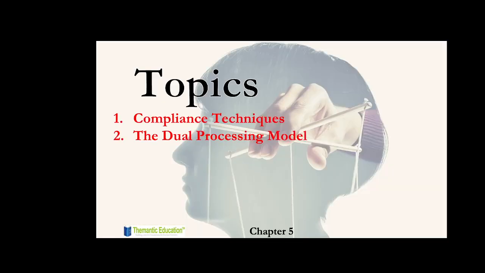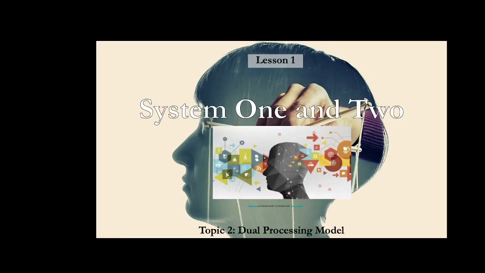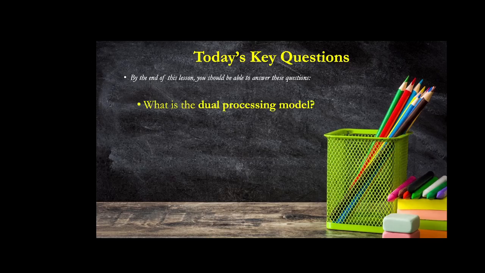And welcome back to the second topic, the dual processing model. This is in chapter 5, manipulation. There's only one lesson for the dual processing model, and that is just to cover the model itself. The studies and the examples actually come in the next topic on cognitive biases. Kind of handy. So today we're learning about system 1 and system 2.